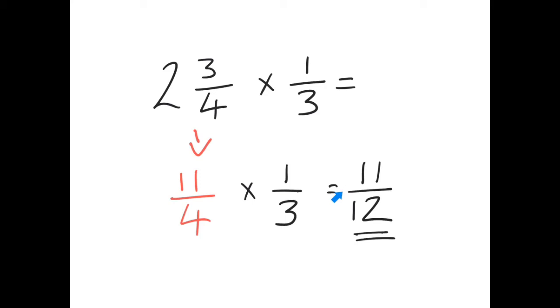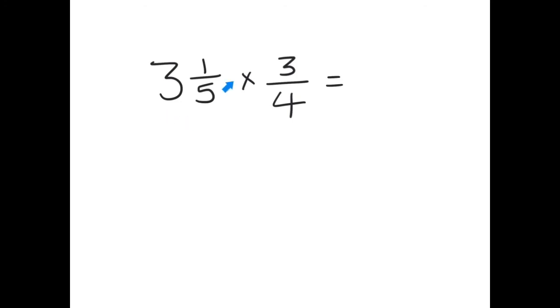11 times 1 is 11, 4 times 3 is 12. In this calculation, there are no possibilities to cancel down, so we end up with 11/12. We know this is in the simplest terms because 11 is a prime number.